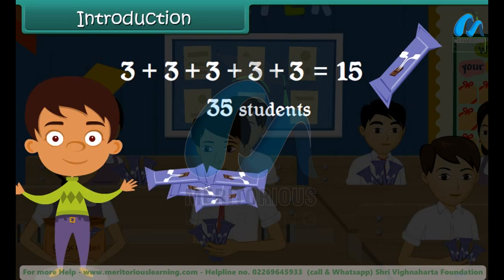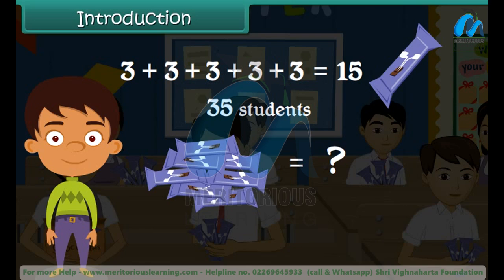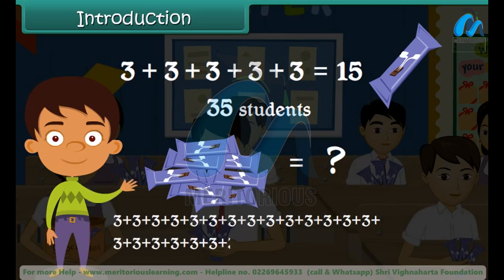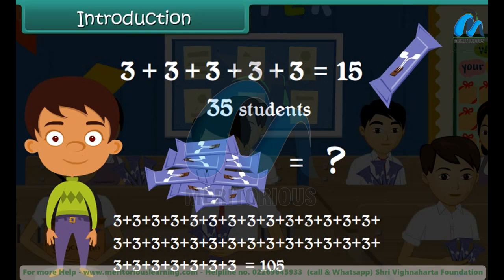How many bars did Ria distribute in all? Do we add 3 to 35 times to get the answer? Or is there another way? In this lesson, we will study multiplication in detail.